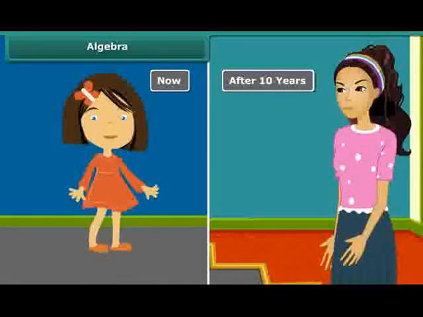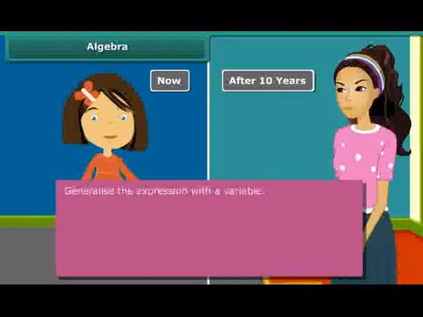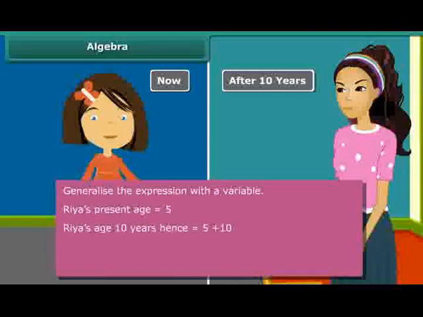Riya is 5 years old now. Express her age 10 years from now. Generalize the expression with a variable. Riya's present age is 5. Riya's age after 10 years is 5 plus 10. Riya's age after m years, hence, is 5 plus m.